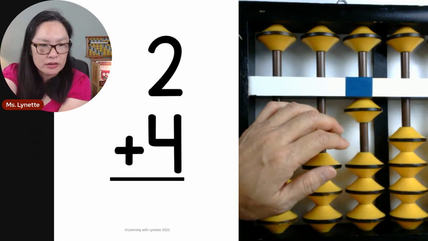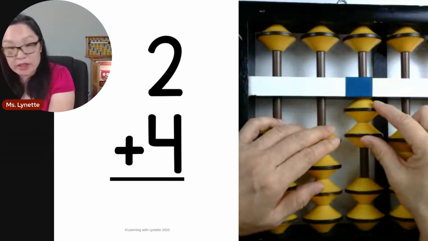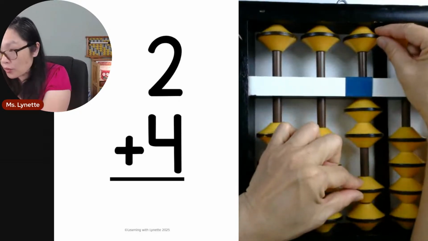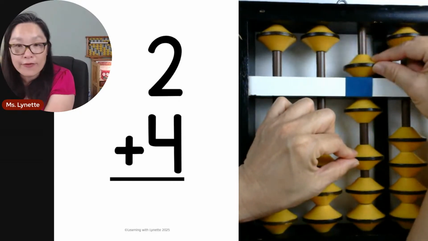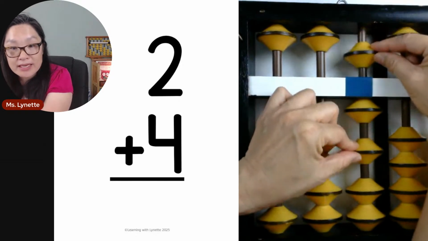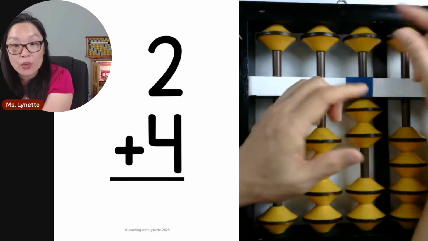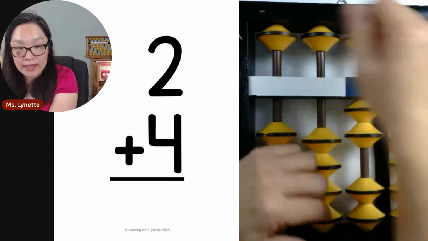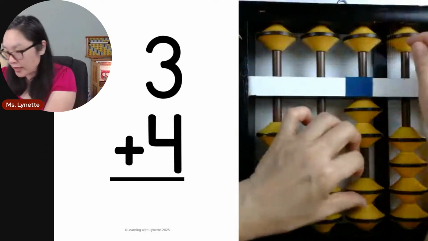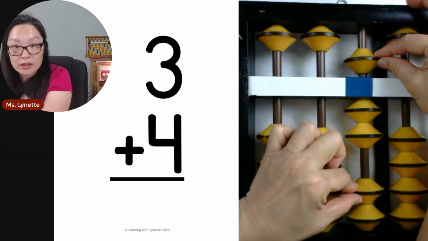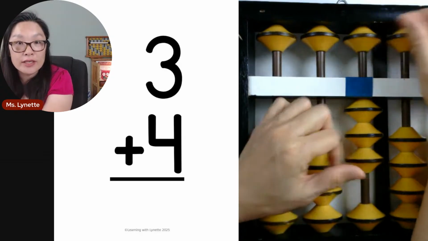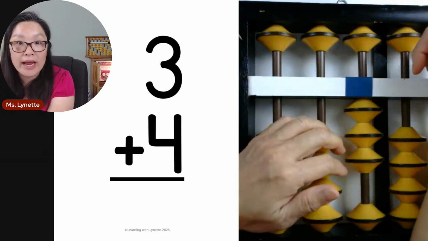So the next question is 2 plus 4. When we want to add the 4, we plus the 10, plus the 5, and then take away the 1. This is the pattern that they will see when they want to add the 4, right? And then the next question would be 3. Again, the pattern is adding the 5 and taking away the 1 when we want to add the 4.